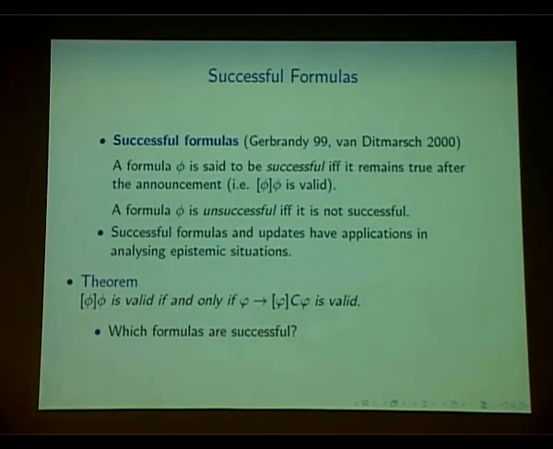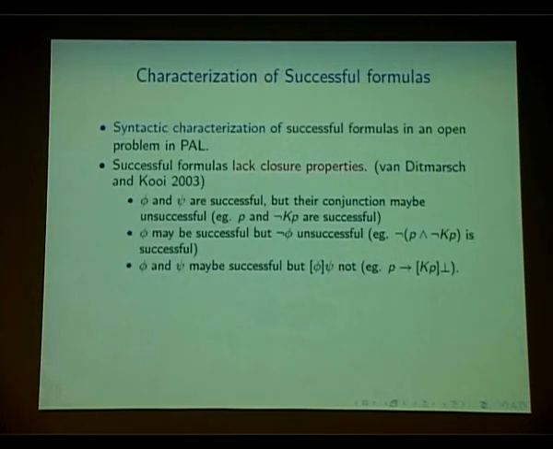A very natural question which people ask, therefore, is which formulas are successful? And by which formulas are successful, I mean you want to have a syntactic characterization of the formulas which are successful. Now, the problem with the syntactic characterization is that successful formulas lack closure properties. This was shown by Ditmarsh and Koi in their paper, that if phi and psi are successful, it's not necessary that their conjunction is successful.